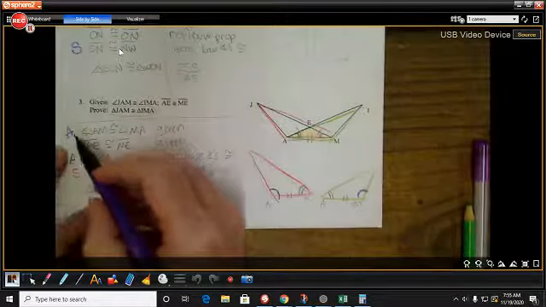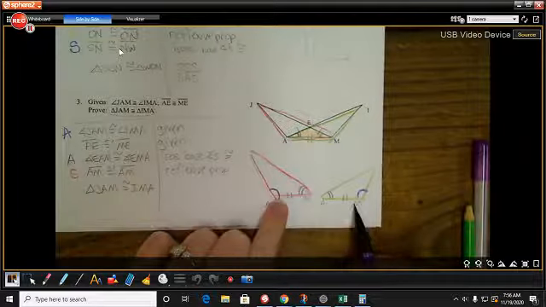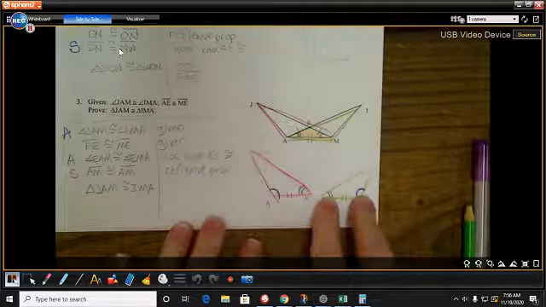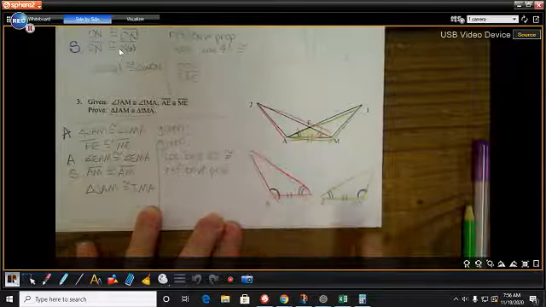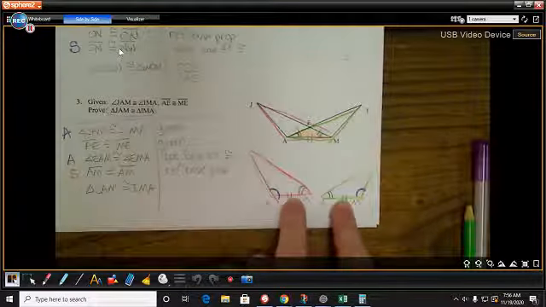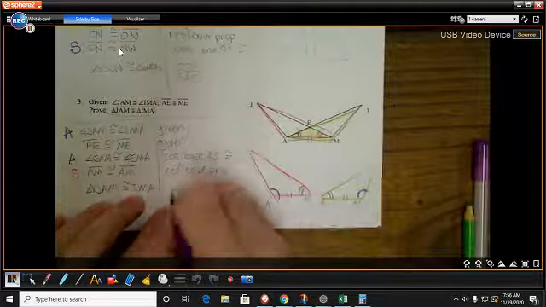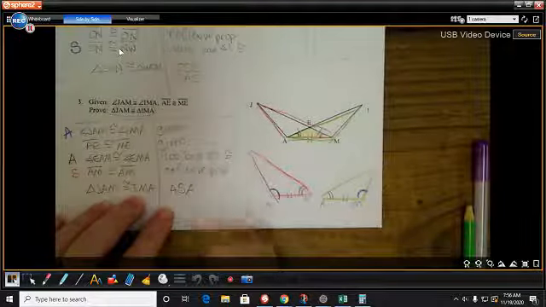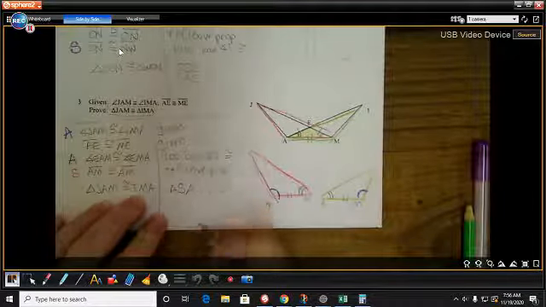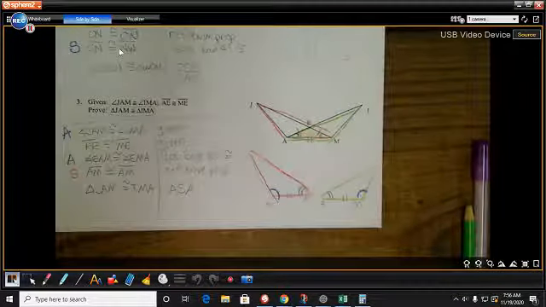Well, it looks like I have an angle and a side, but when you see how they're arranged in the triangles, I have 2 angles on my green triangle and 2 angles on my red triangle, and on both of them, the congruent side is in between. So I actually have an angle and an angle with the congruent side in between, which tells me I have angle, side, angle congruence, proving these triangles congruent.